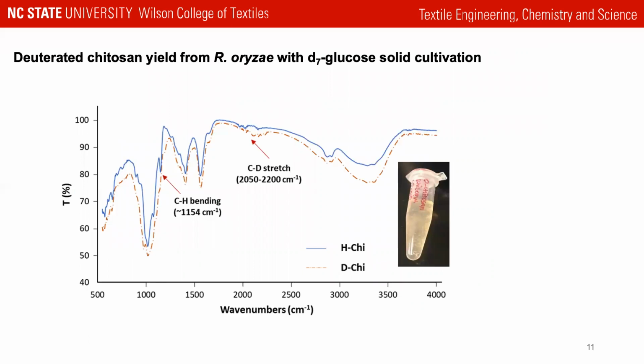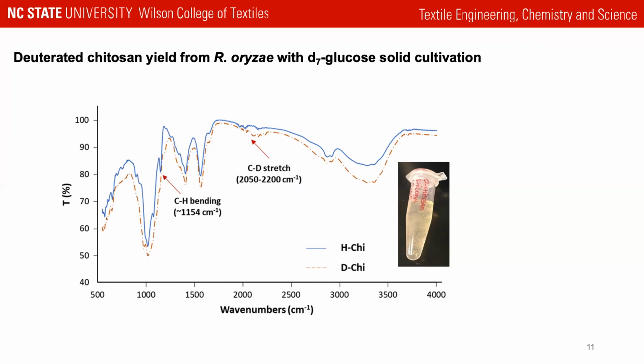The FTIR spectra of protiated chitosan, H chitosan, the blue line here, and deuterated chitosan, D chitosan, the orange dashed line here, from Rhizopus are shown here. Deuterated chitosan from Rhizopus has a unique peak around 2050, which is attributed to the CD stretching. In addition, the peak at 1154, corresponding to the carbon-hydrogen bending in H chitosan, was not observed in D chitosan.